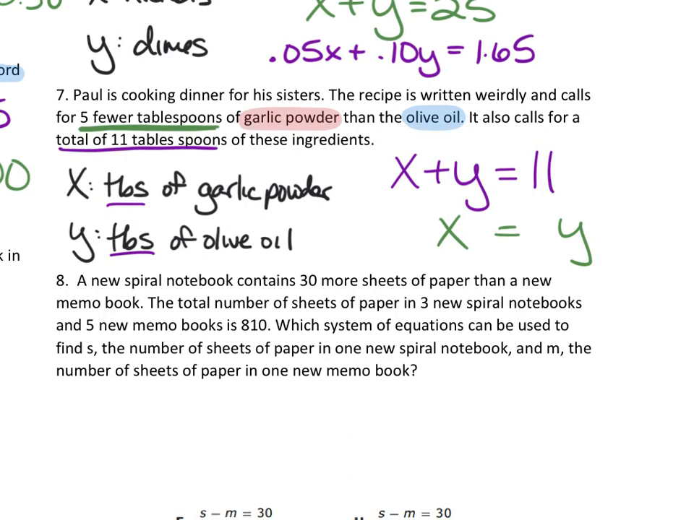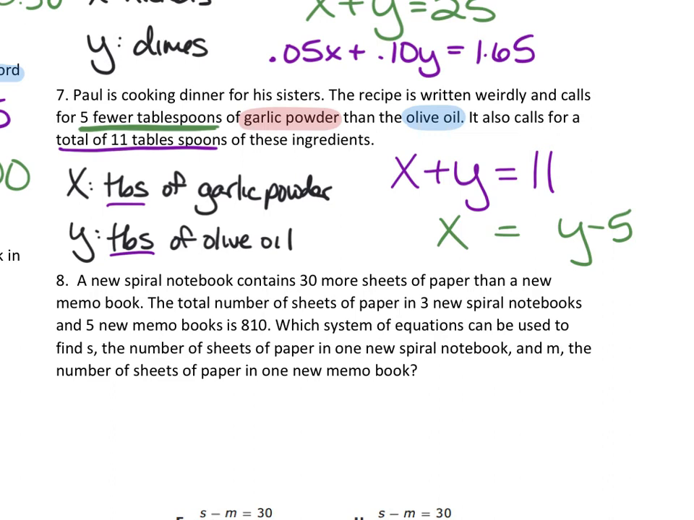It says that we have 5 fewer tablespoons of the garlic powder. So this already has 5 less. So which side am I actually going to have to subtract from to get them to balance back out? If this garlic powder side is already less, I'm going to have to subtract from the olive oil side. X equal to y minus 5 is the second equation in this system.